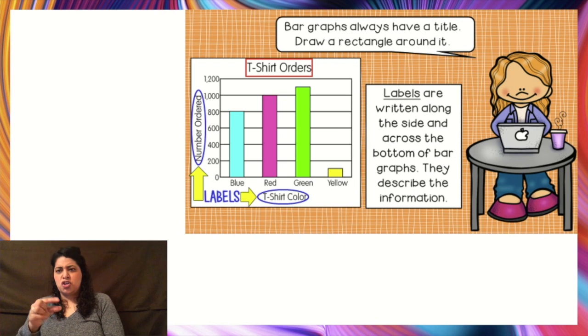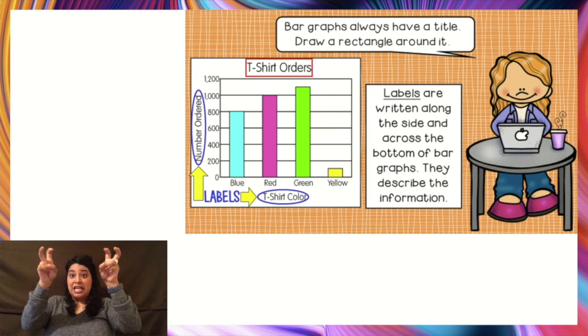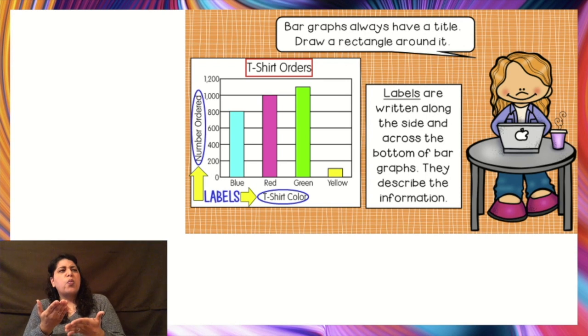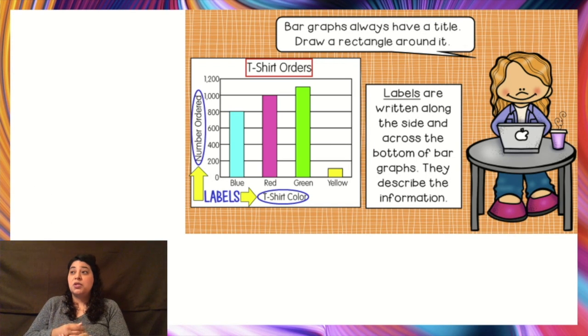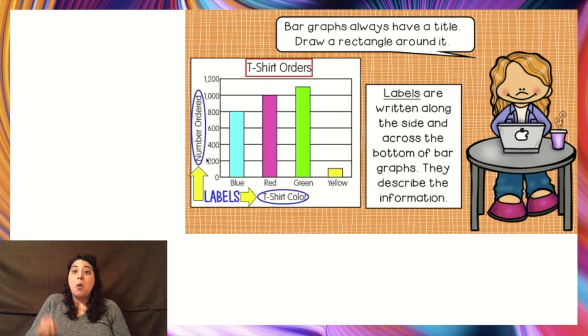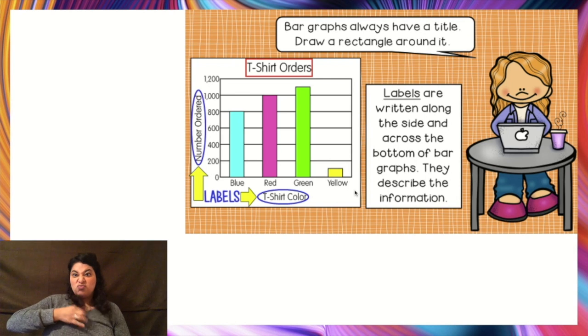So bar graphs should always have a title. And in this case, we are looking at t-shirt orders. This helps the person that is looking at the bar graph understand what is being collected, what type of data is being collected. They also have labels, okay, along the side and across the bottom of the bar graph. In this case, we're looking at the amount of shirts ordered, and we also have the categories of different types of shirts that have been purchased.